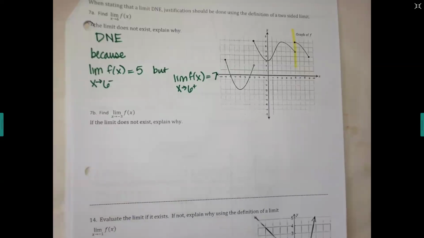Is that a 6-7 joke that you were making? I don't know.